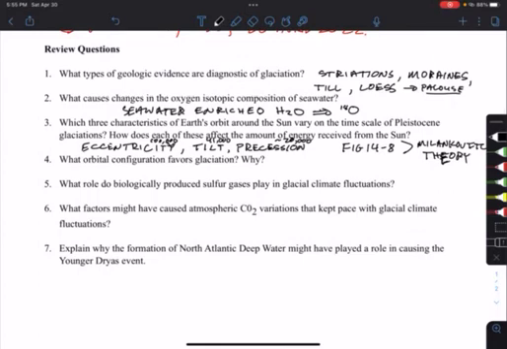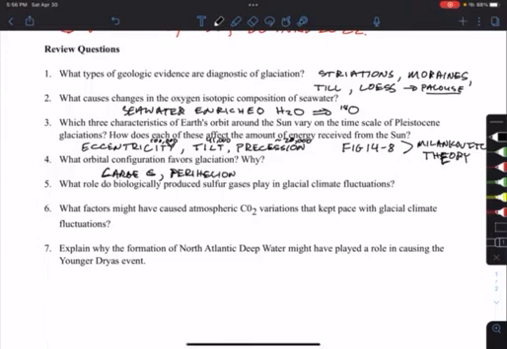And what orbital configuration favors glaciation, and why? The orbital configuration that favors glaciation is the configuration of these three parameters that gives a low amount of summer insolation in the northern hemisphere. That would be a large eccentricity, an aphelion in the summer, and perihelion in the winter, like it is now.